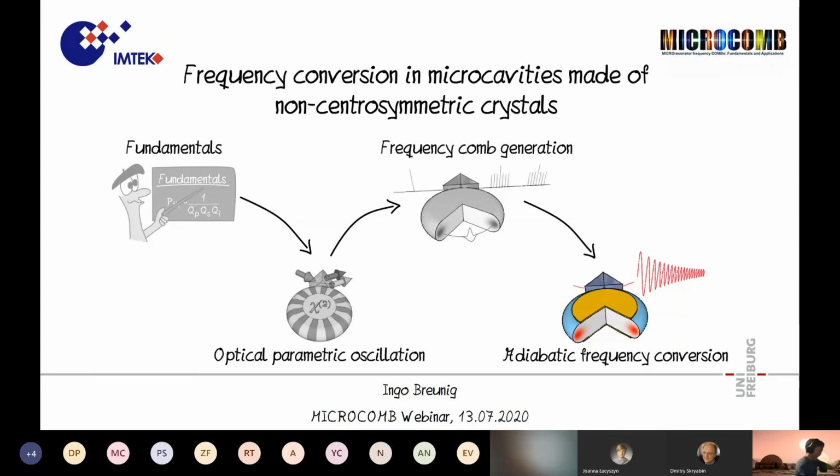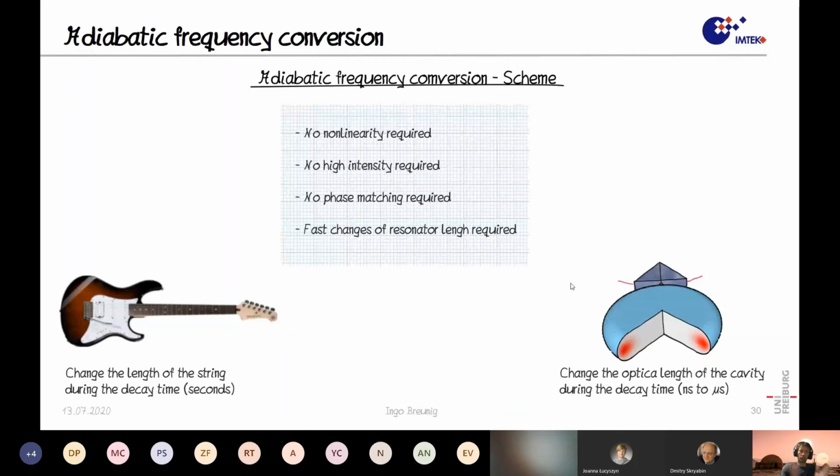And as we did it with the conventional whispering galleries, right? So we just convert this effect to optics. So let us use this effect and convert it to optics. So on the left-hand side, we have adiabatic frequency conversion with the guitar, right? What you have to do is you just change the length of the string during the decay time in seconds.